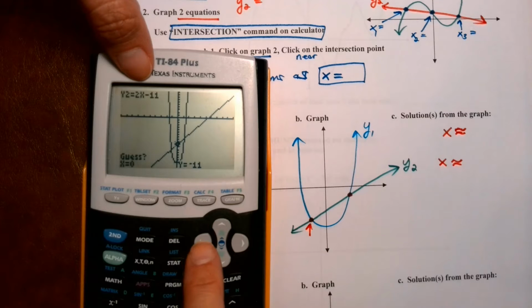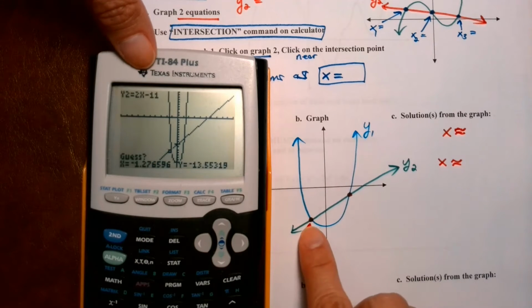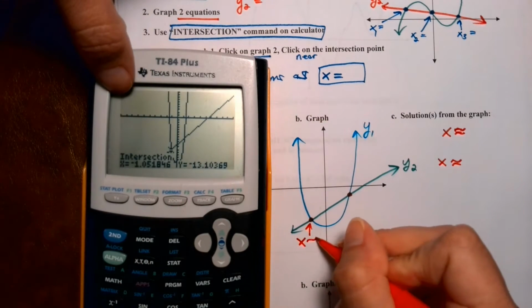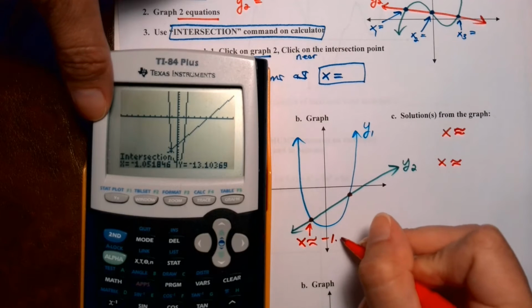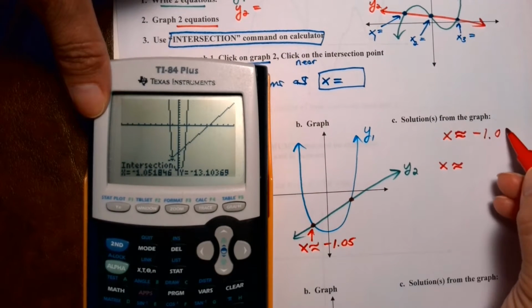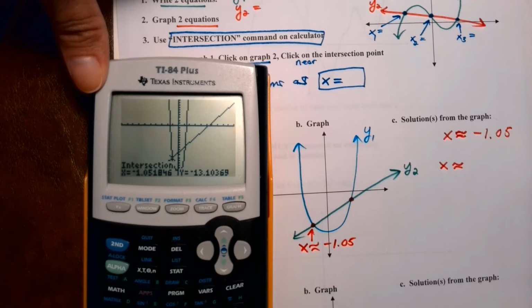So I'm going to use my left and right arrow. Okay, I get close to this point that I want and I hit enter. Okay, and the x value there is -1.05. So the first solution is -1.05.